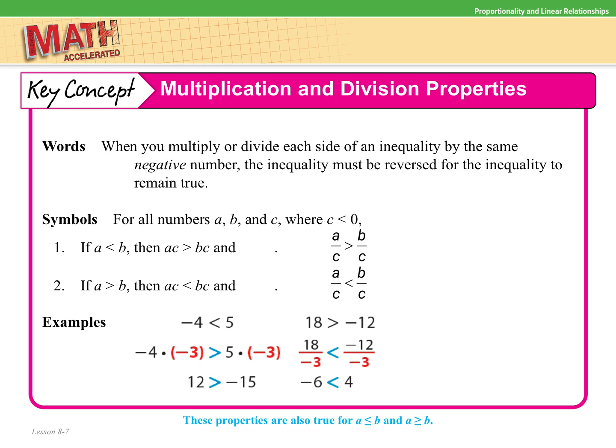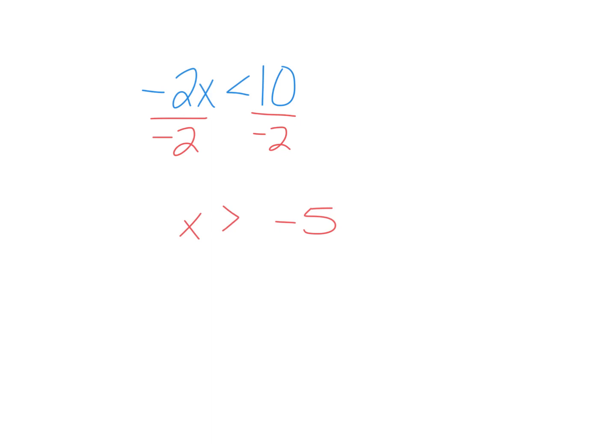With inequalities, I'm going to write negative 2x is less than 10. How would I get x by itself right here? Divide by negative 2. Refresh your brain. What happens when you multiply or divide by a negative number? You get negative 5. What happens to the sign? It flips. If we divide or multiply by a negative number, our sign flips. So instead of less than, it turns to greater than.